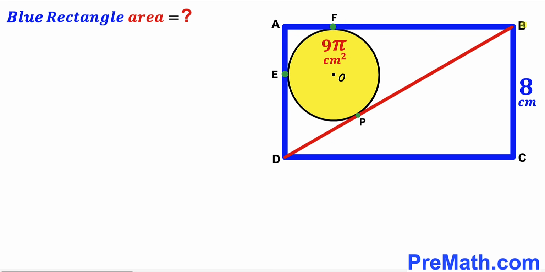Furthermore, this side BC of the blue rectangle is 8 cm. Now our task is to calculate the area of this blue rectangle ABCD.